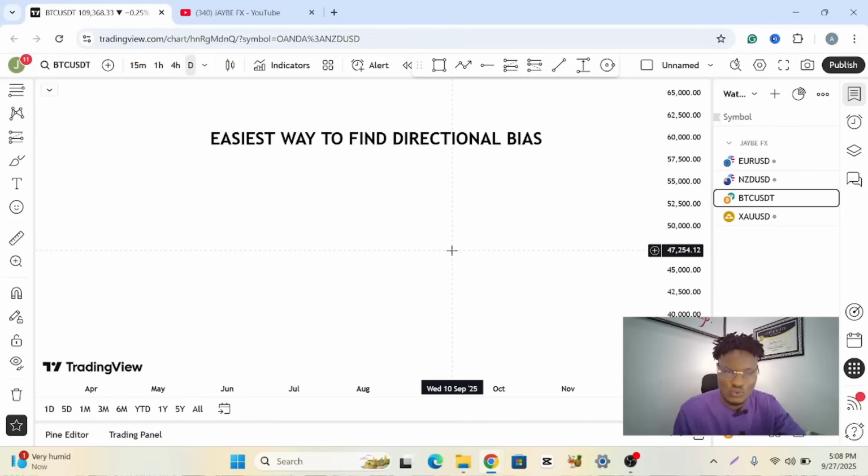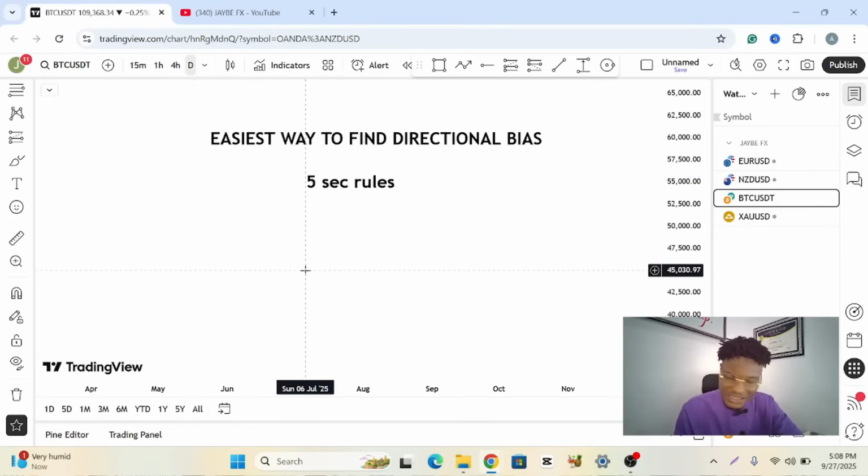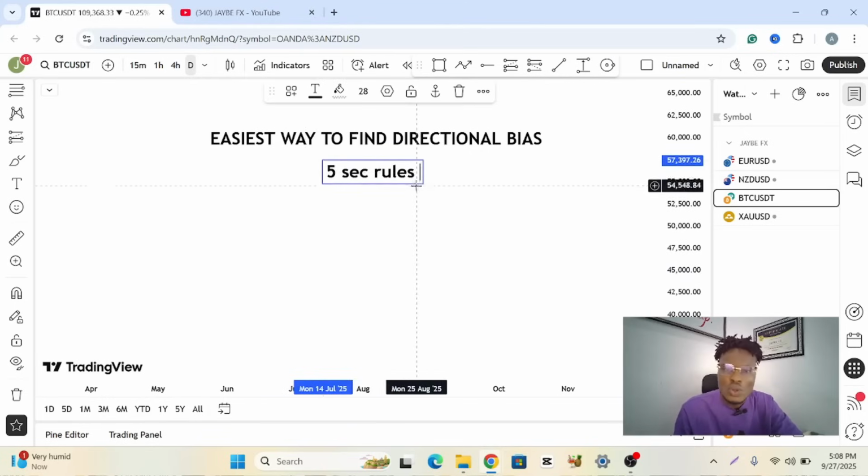The 5 seconds rule. We'll just call it the 5 second rule. That means when we look at the chart, in less than 5 seconds, we should know whether we are buying or whether we are selling. That is the rule. Under this rule, what we need is criteria for a valid setup.